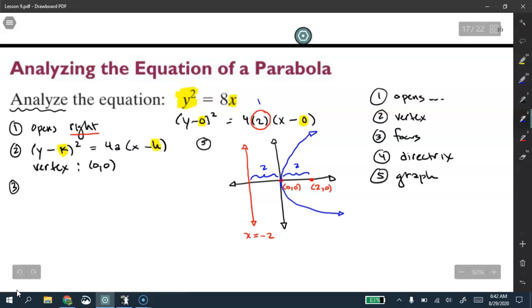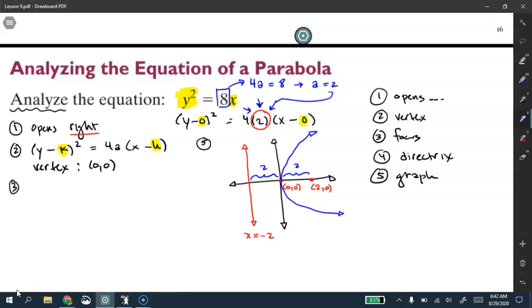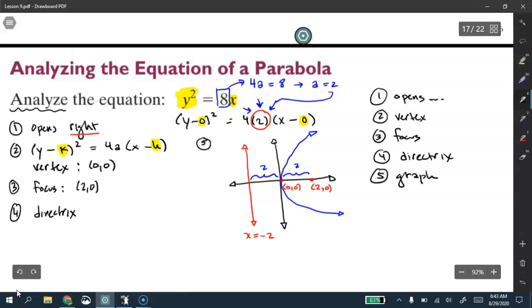And where did we get that 2 from? We got it from right over here. And how did we figure out that that number was 2? We looked at the 8, and we asked ourselves, 4 times something gives me 8, and therefore that something must equal 2. So that's how we ended up with the 2 that we have right there. So in our analysis, we kind of have already done the graph, but what we can tell now is that the focus is going to be at 2, 0, and the directrix is going to be at x is equal to -2, like that.